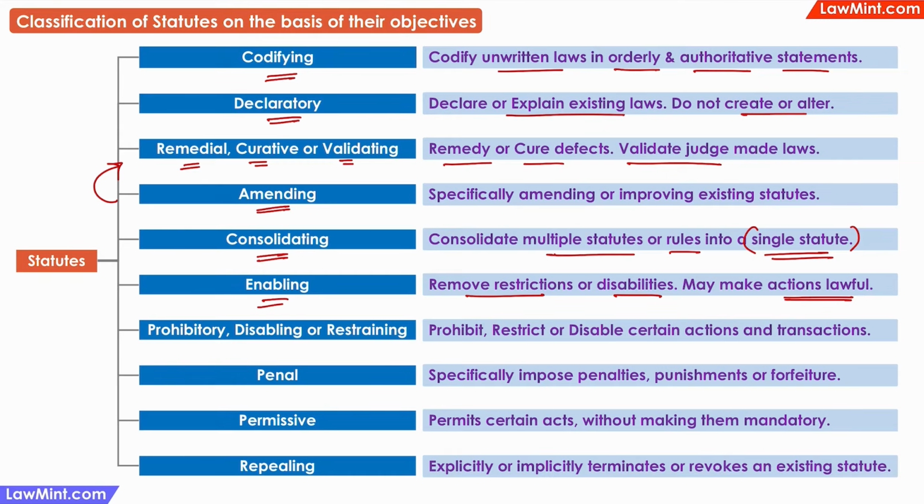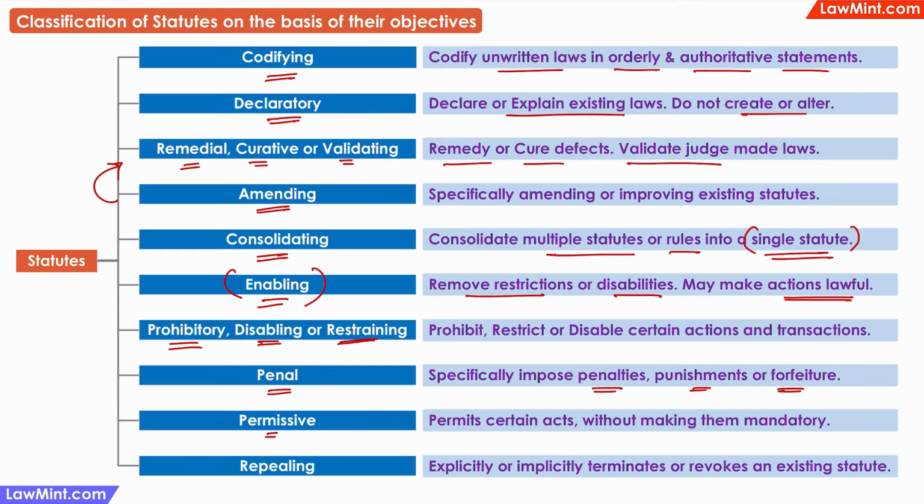The act or the statute to amend the Constitution to move the right to property from a fundamental right to a lesser constitutional right was an enabling statute, since it now enabled the government to take over private property more easily for public purposes. Many statutes have prohibitory, disabling, or restraining objectives. For example, the Child Labor Prohibition and Regulation Act of 1986 specifically prohibits children from being employed in several sectors or industries. Penal statutes like the Indian Penal Code specifically impose penalties, punishments, or forfeiture.